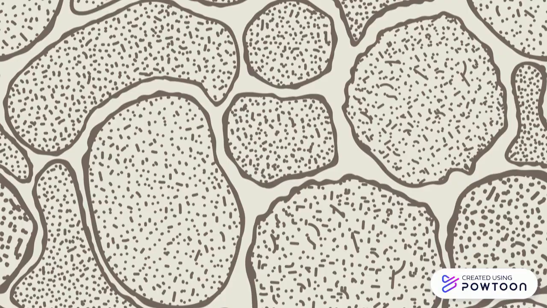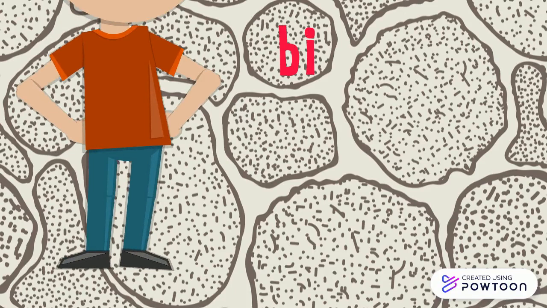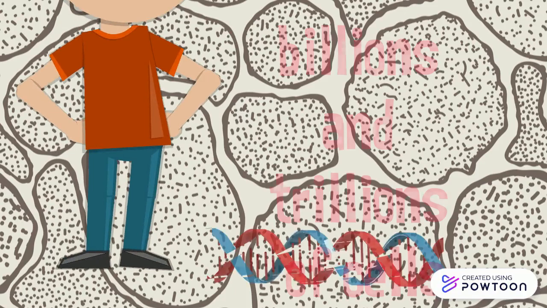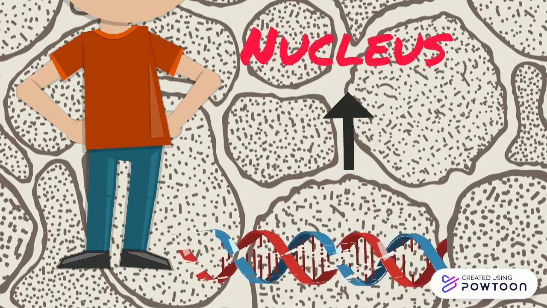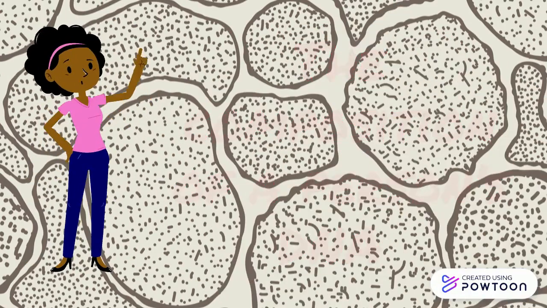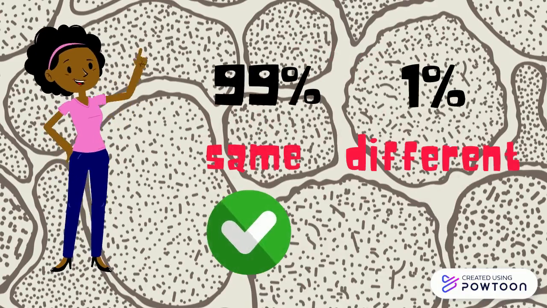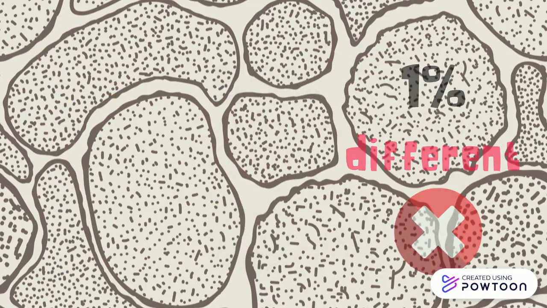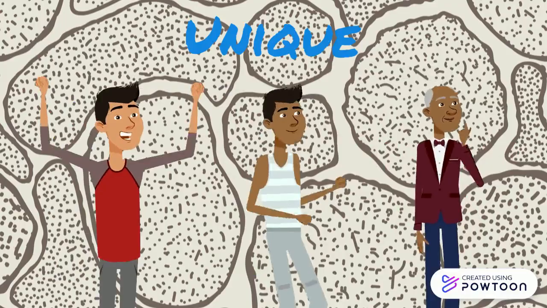Let's now focus on humans. The human body is made up of billions and trillions of cells, and almost all cells have DNA in their nucleus. The composition of a person's DNA is 99% the same as another person's, and the remaining 1% of the DNA is the only one that makes one person unique.